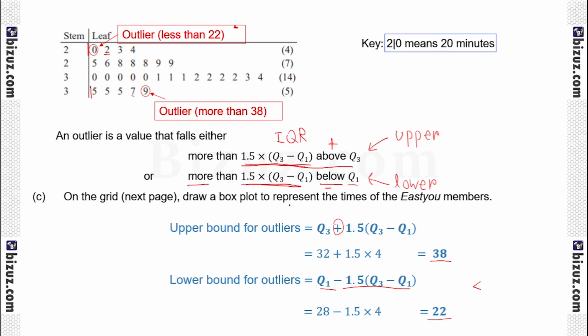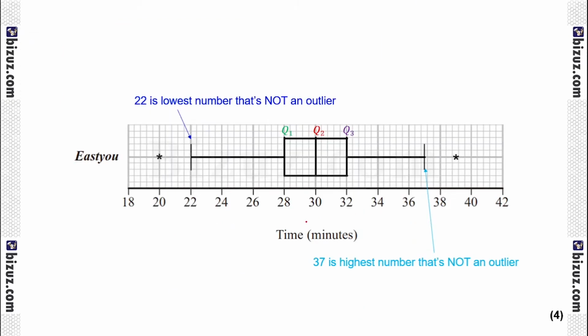All right, but finding the outliers is not exactly the goal here. Well, we do need to, but what they're asking us is, on the next page we have a grid, and we need to draw the box plot for the East U members. And now this is our box plot for these two members. I'll explain how we exactly got this.